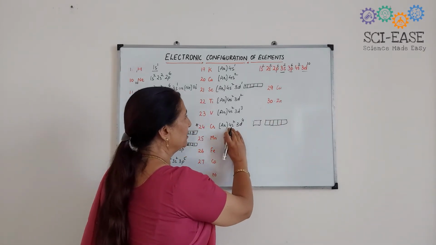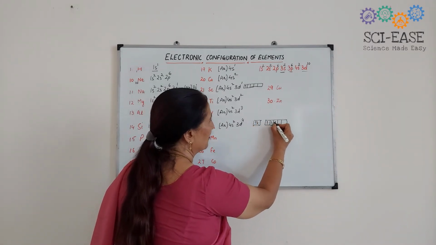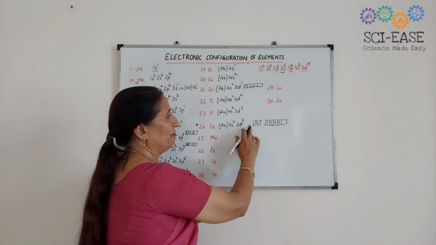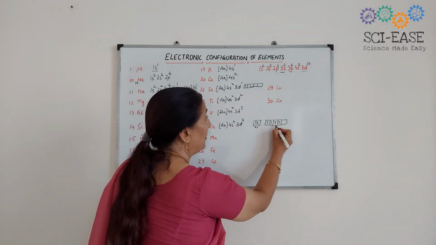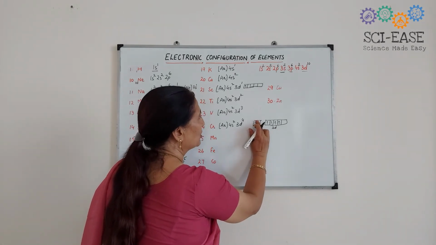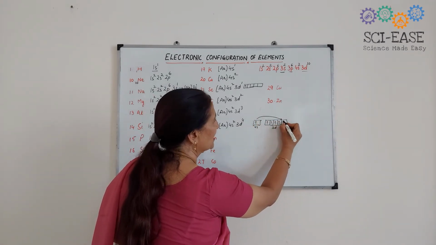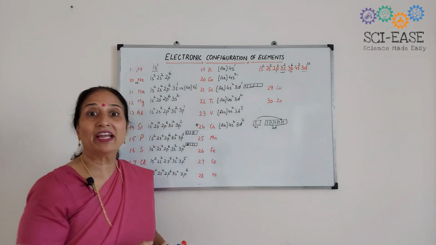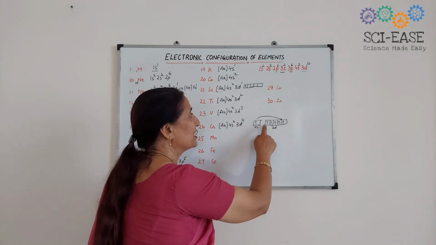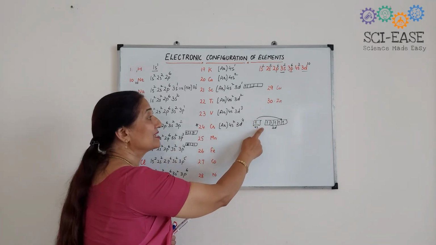According to this configuration, it is like this. But this is incorrect. It is stable. It is fully filled, so 4s is stable. But here this 3d is not stable. If this electron is shifted to this orbital, 3d now has a half-filled configuration. So this configuration is more stable than the previous one. So this is an exception. You must learn this thing.